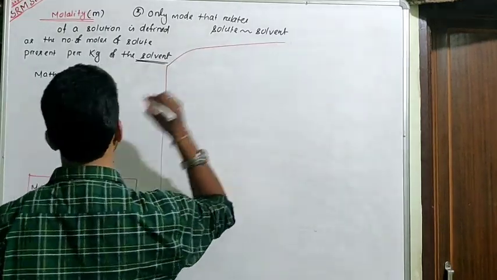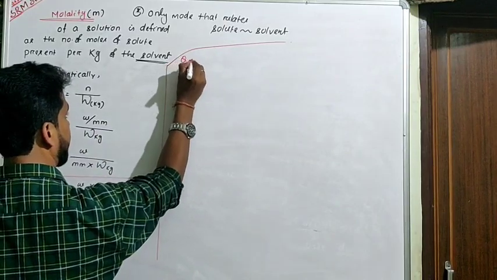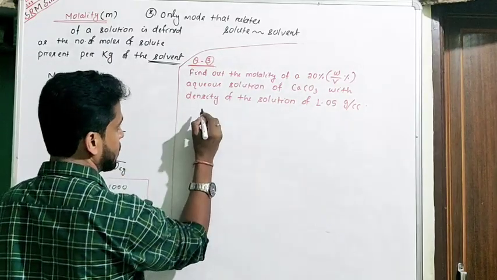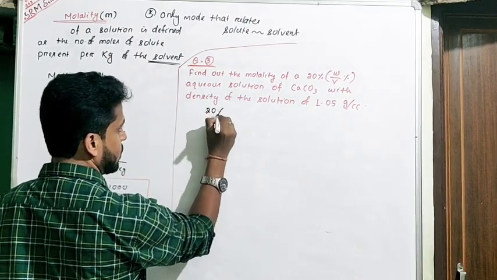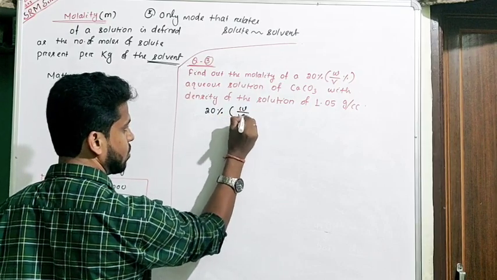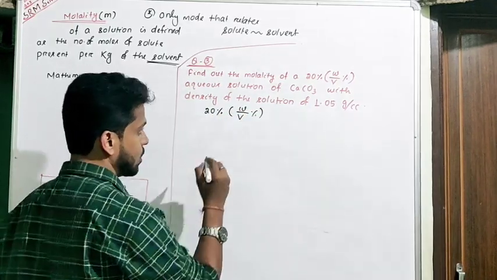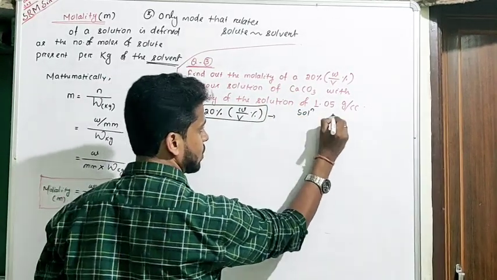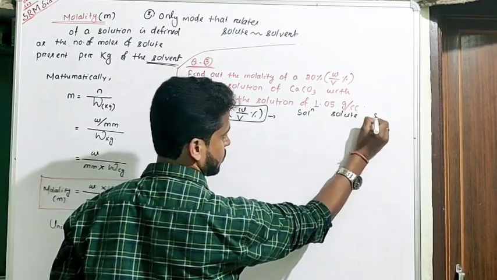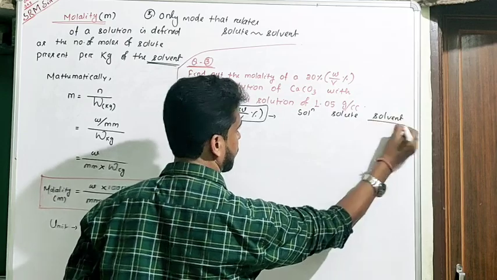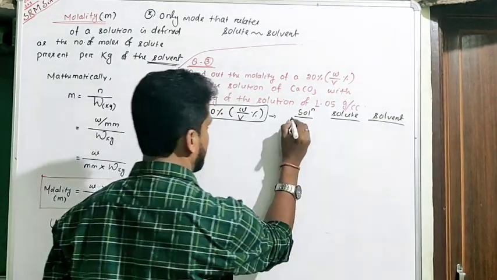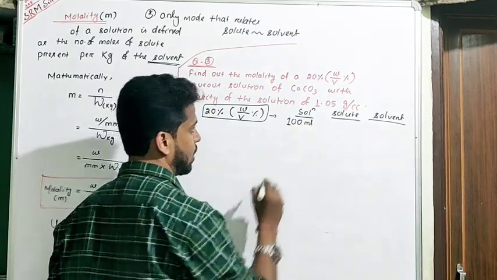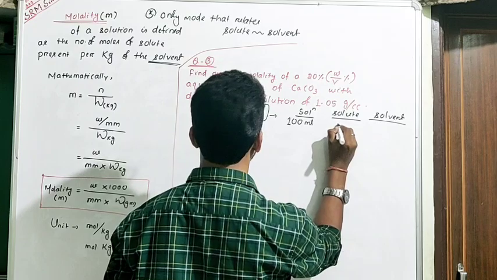So I am taking the question. It is 20% mass by volume, W by V percentage. So this means solution, solute, solvent. Let the solution be 100 ml. Solute is how much? 20, that means 20 gram.